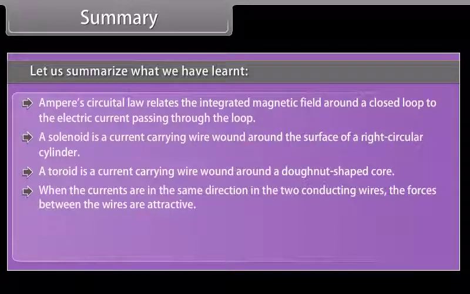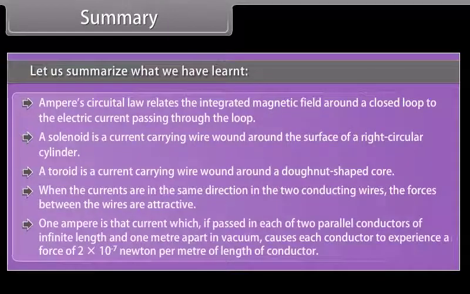When the currents are in the same direction in the two conducting wires, the forces between the wires are attractive. 1 ampere is that current which, if passed in each of the two parallel conductors of infinite length and 1 meter apart in vacuum, causes each conductor to experience a force of 2 into 10 raised to the power minus 7 newton per meter of length of conductor.